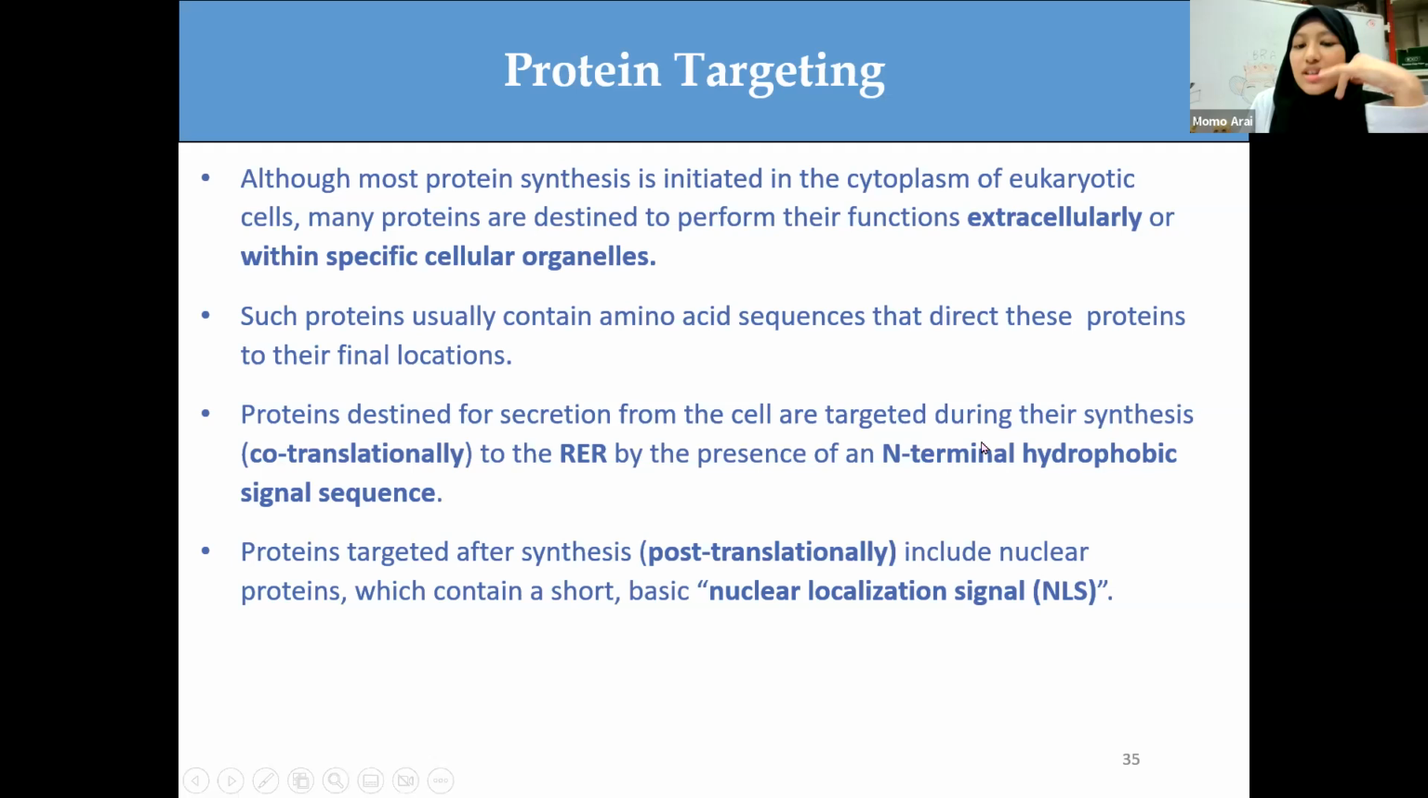When it needs to go to the nucleus, it has another signal sequence called the nuclear localization signal. This signal is specific for the nucleus, and that's why this protein gets directed to the nucleus. Is that okay? You don't need to know the specific sequence. That's why I'm not going into details.